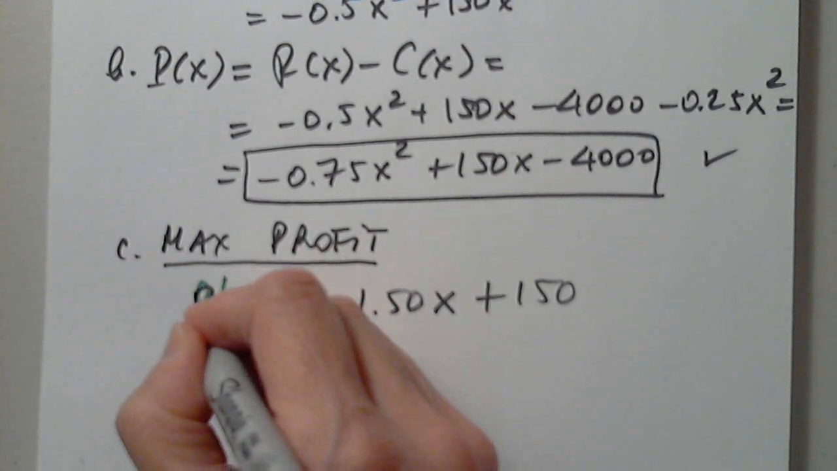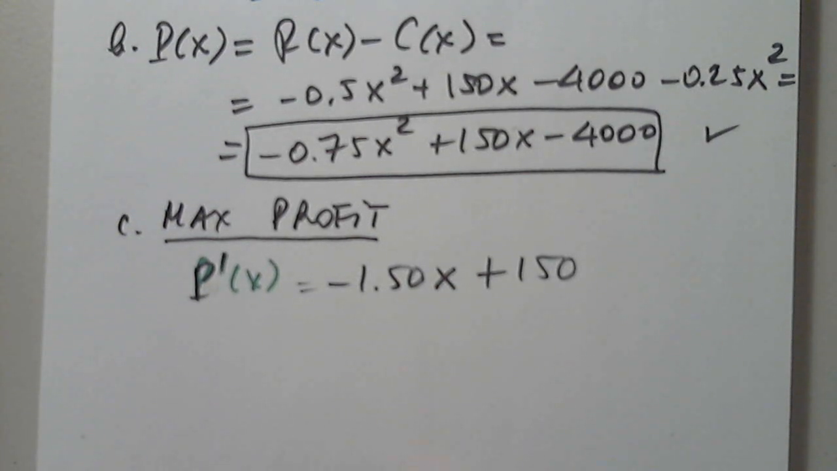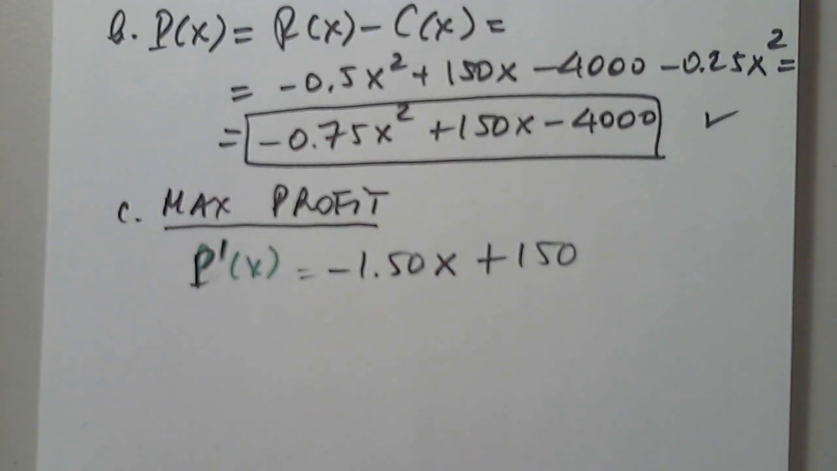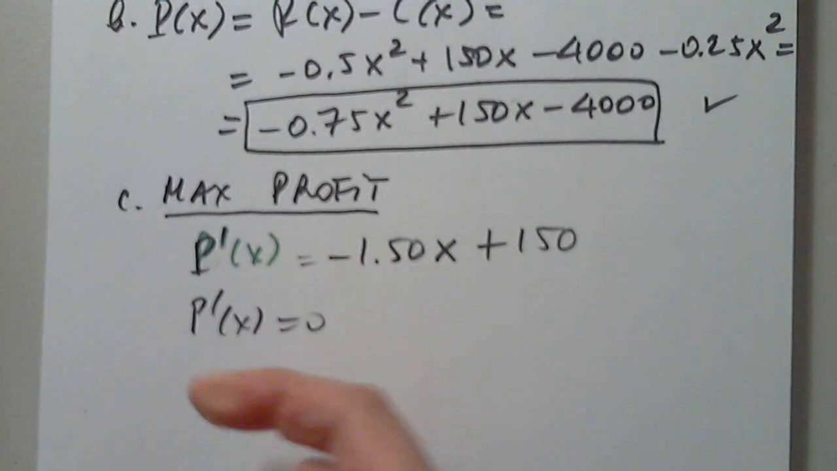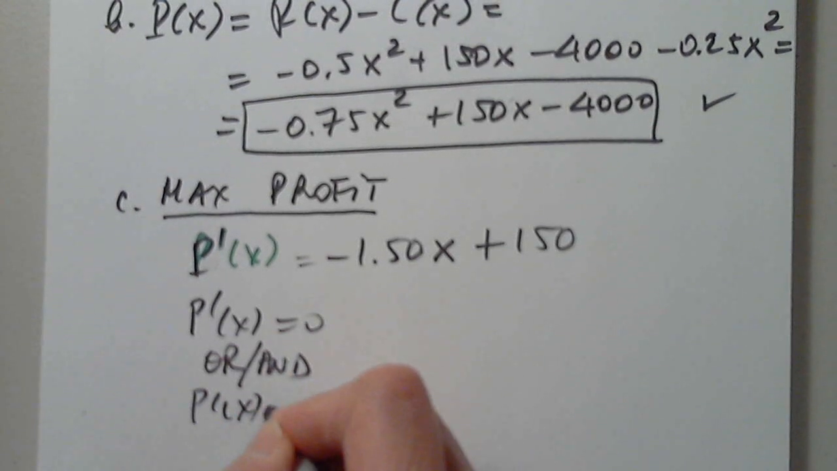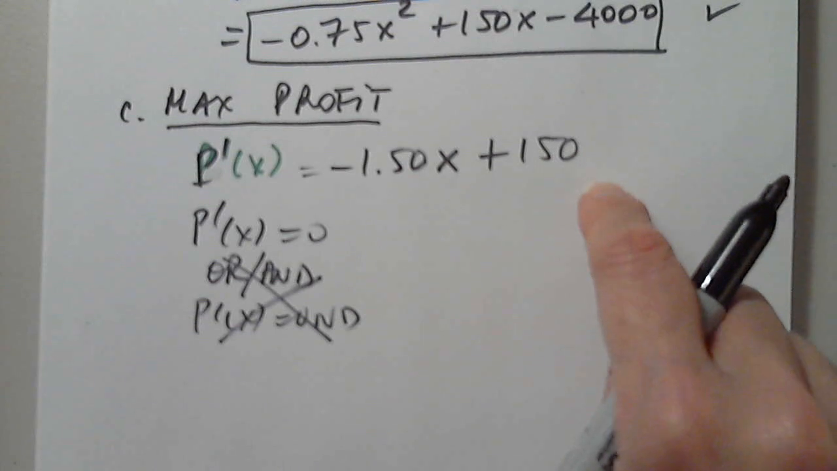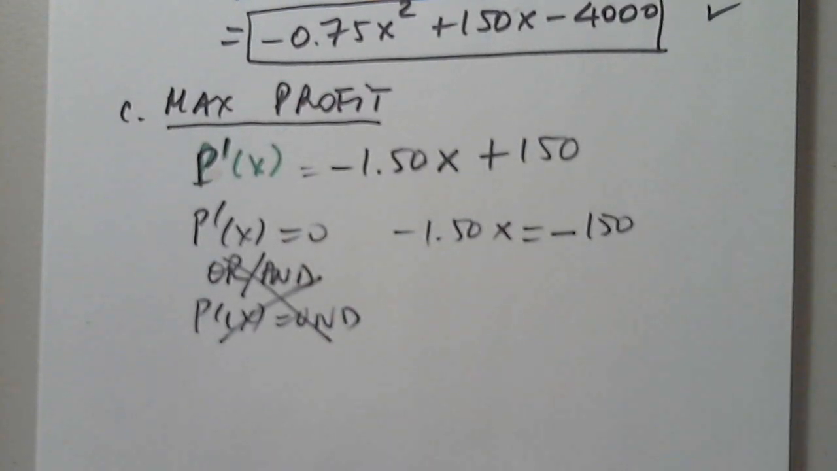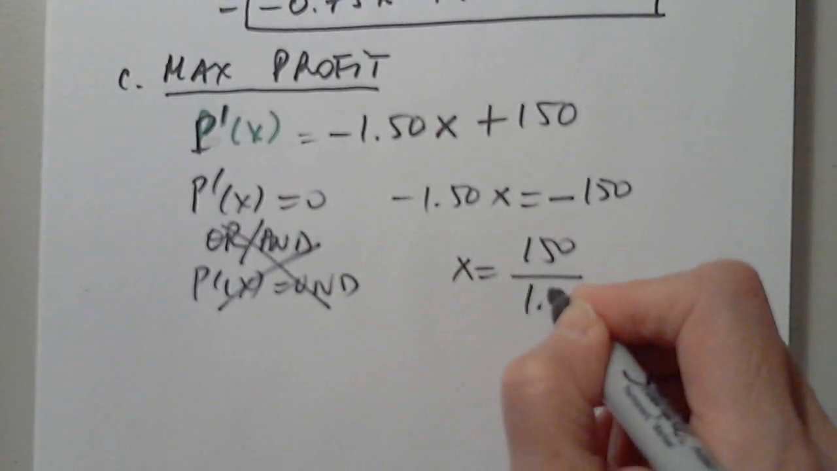So I have the derivative, or the rate of change of the profit with respect to the number of units. What do I need to find next? Critical numbers. Yes. So I have to find p prime of x equals 0, solve the equation, and where p prime of x is undefined. Well, not possible, it's a polynomial. When I set this equal to 0, negative 1.5x equals negative 150. So I have x equals 150 over 1.5.